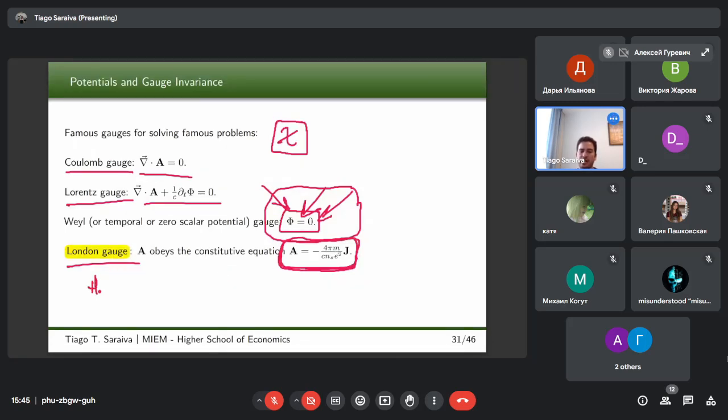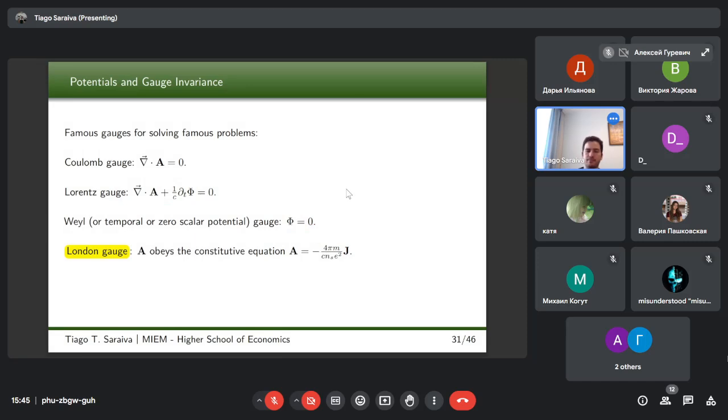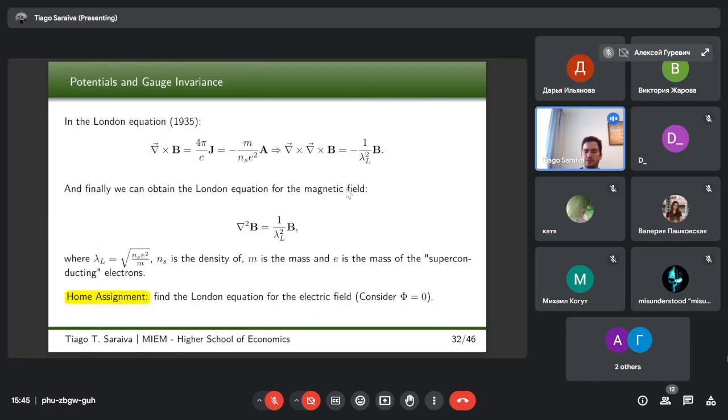There are two brothers, Heinz and Fritz London, very famous guys. Heinz and Fritz London derived a set of equations to describe superconductors, and this electromagnetic theory that they formulated connects the vector potential with the current. So this is the so-called London equation.